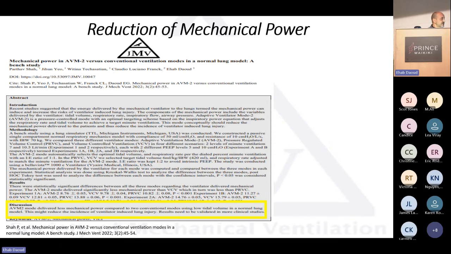Then we repeated the same study because we had enough time. We did it in ARDS patients, different severities of ARDS, compliance 40, 30, 20, and compared it again to volume control and pressure control. So we discovered that AVM reduced the mechanical power, followed by volume control, followed by pressure control. As an opponent of the pressure control mode, actually, I was not happy that volume control does better.